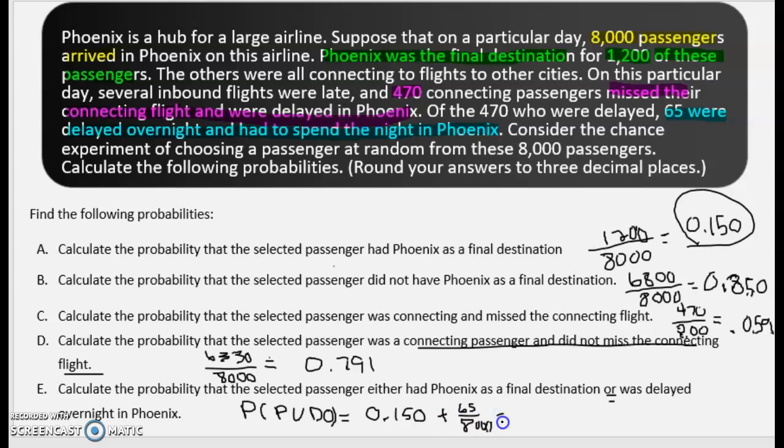So when I add those two decimals together, I get 0.008125, that's what this fraction comes to. When I add them together, the two decimals, I get 0.158125. So rounding to the nearest third decimal place would be 0.158. Hopefully you got those same answers.